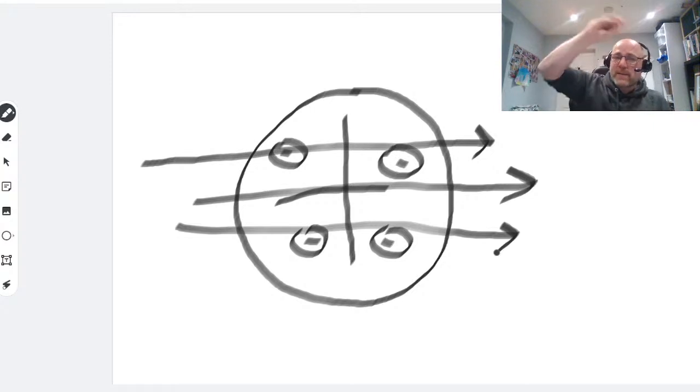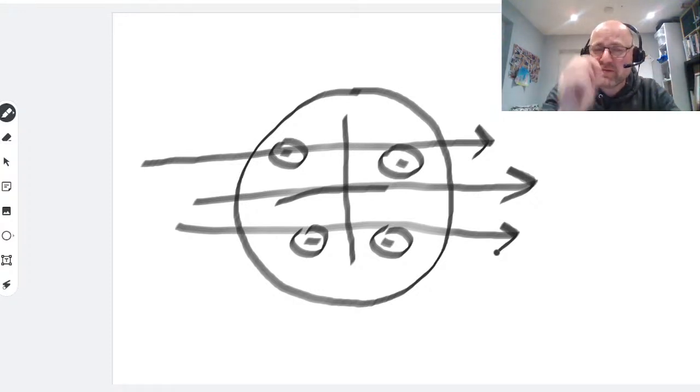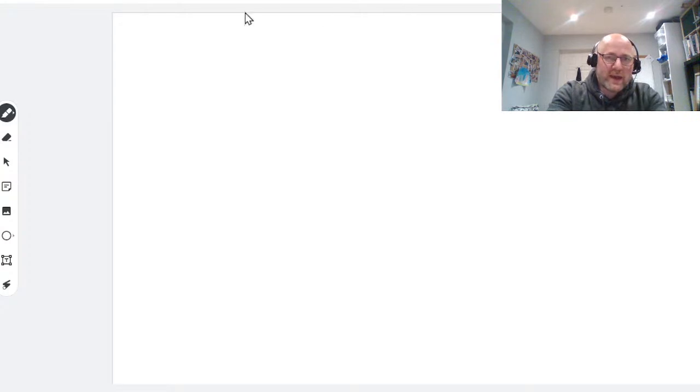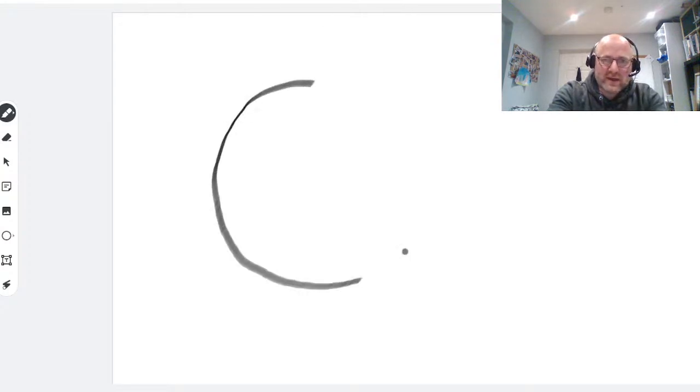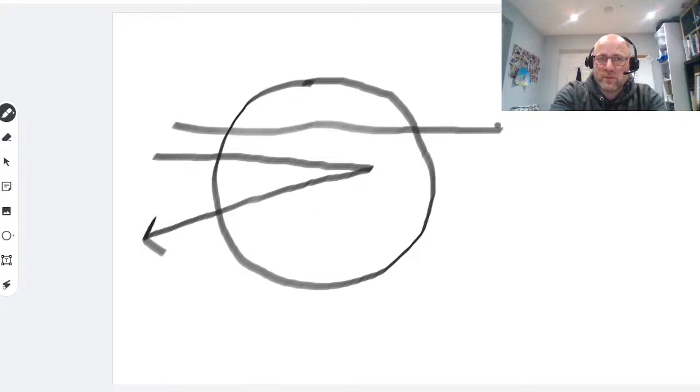And you need to be able to compare the expected to what the actually observed results were. So expected was all of them to go through, because alpha particles are very, very small, much smaller than gold atoms. They fired it at gold atoms, a sheet of thin gold metal. And what they actually found is some of the alpha particles did this. Some of them went straight through.